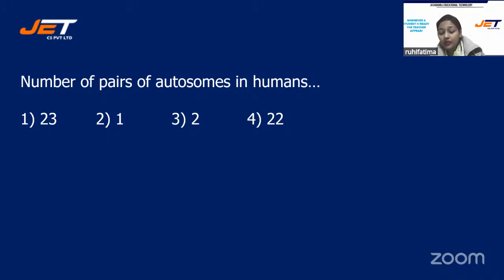Your options are number 1, 23, number 2, 1, number 3, 2, or number 4, 22. Students, focus on the question. We are asking about the pairs. Number of pairs of autosomes in humans: 23, 1, 2, or 22. What will be the right answer? Hurry, students, time is very short.